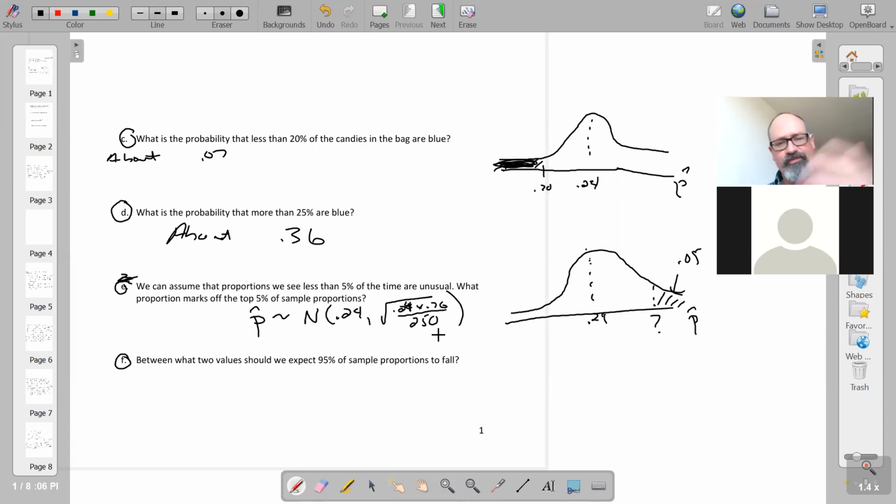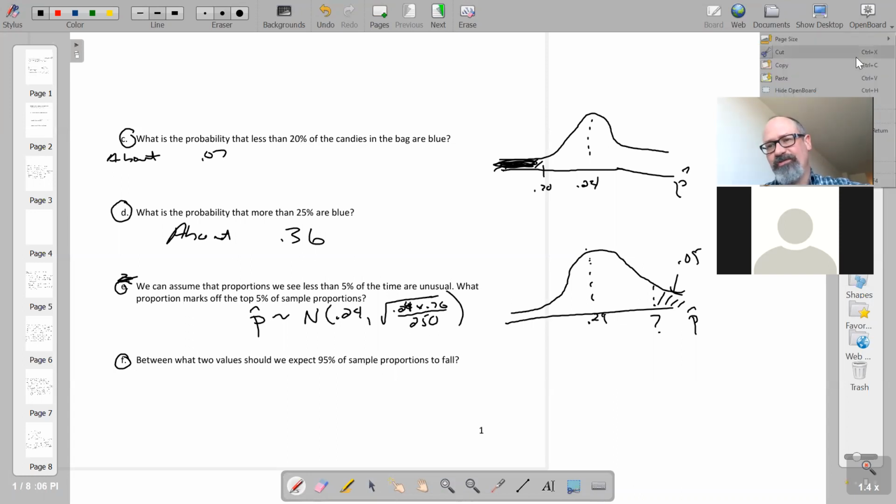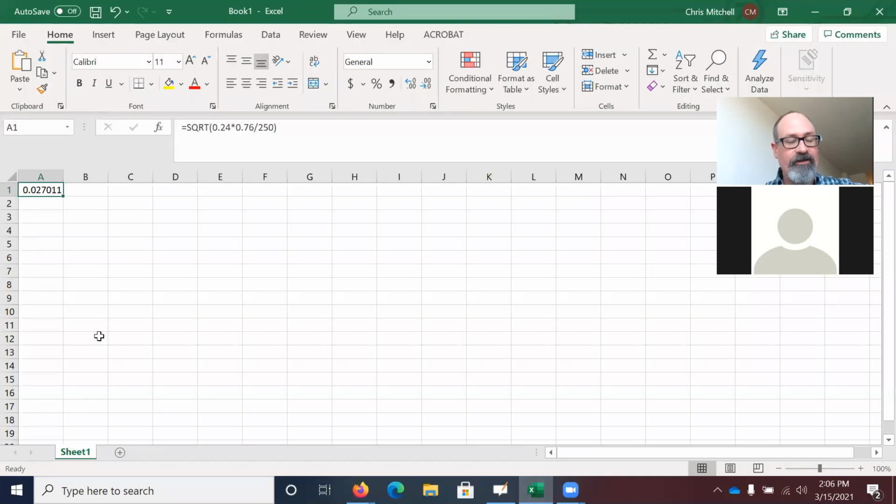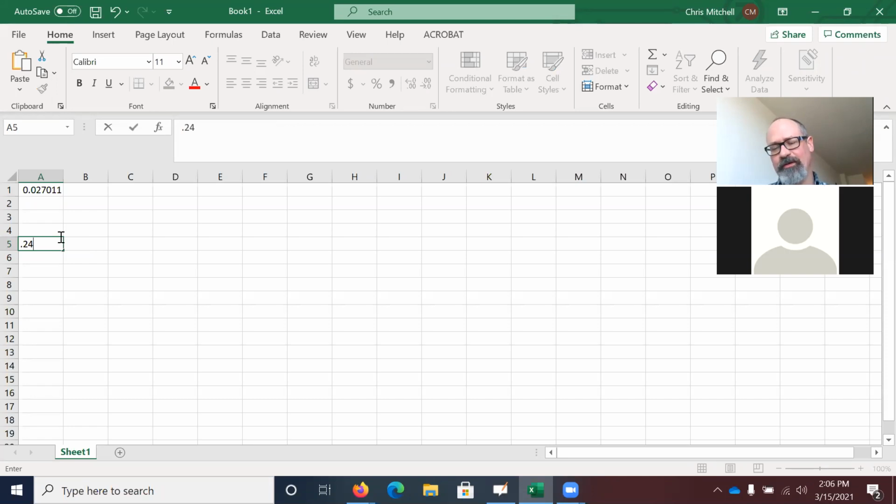When you multiply those two numbers, divide by 250, and take the root, that's the value of the standard deviation. I can maybe do that on Excel, and you can replicate the calculations on a calculator if you want. It's supposed to be about 0.027, but if you want to see where that comes from, you can type in 0.24 right here. That's the probability of success, so to speak. Blue candy found. 0.76 is 1 minus that, and the sample size is 250.